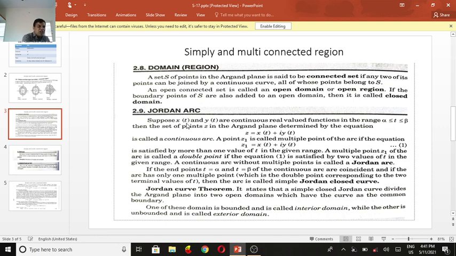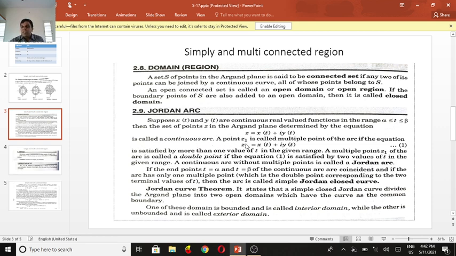Suppose x of t and y of t are continuous real-valued functions in the range alpha less than or equal to t less than or equal to beta. Then the set of points z in the Argand plane determined by the equation z equals x of t plus i y of t is called a continuous arc.